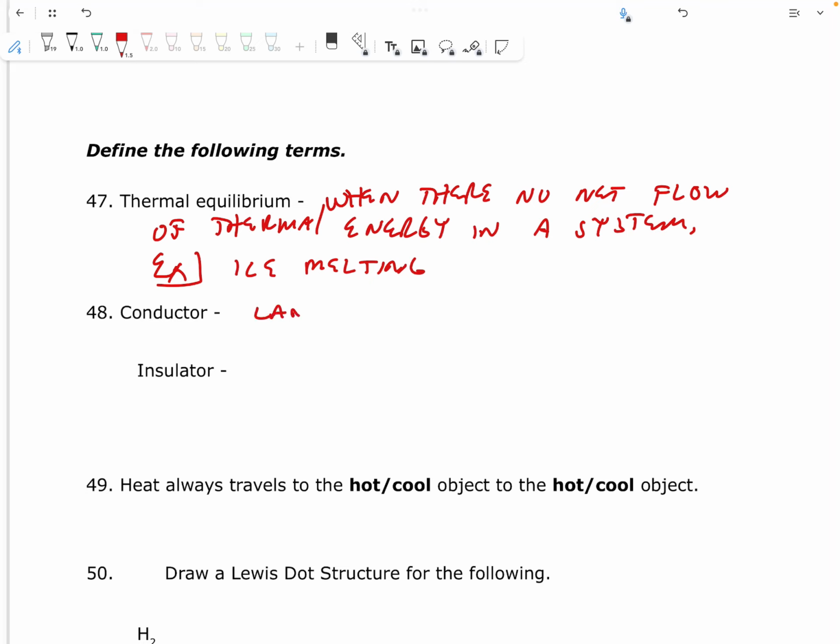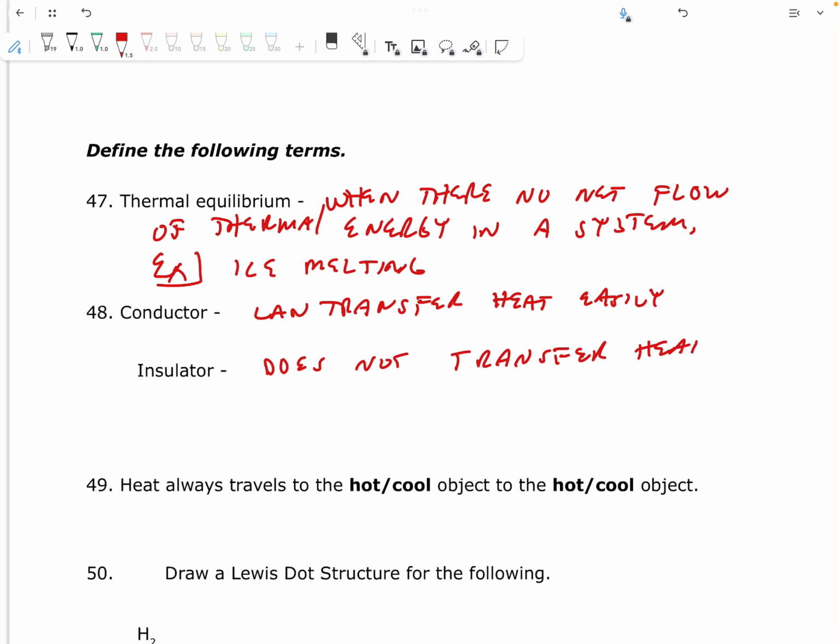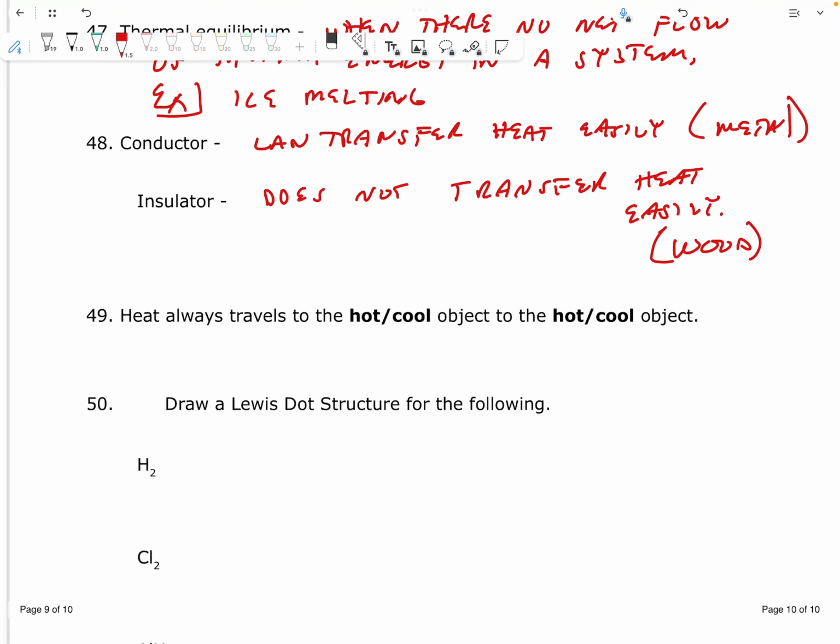A conductor can transfer heat easily. An insulator does not transfer heat easily. Okay, wood is an insulator, metal is a conductor. So we'll just put a little example, metal. We'll put wood down here. Those are insulators. Heat always travels from, let's change that, the hot object to the cool object.